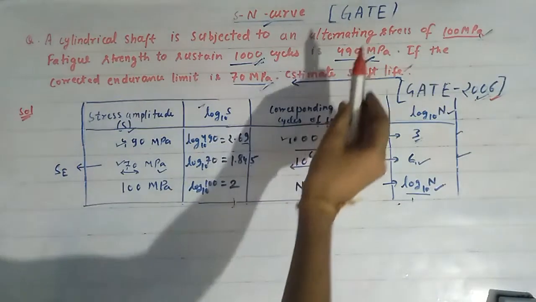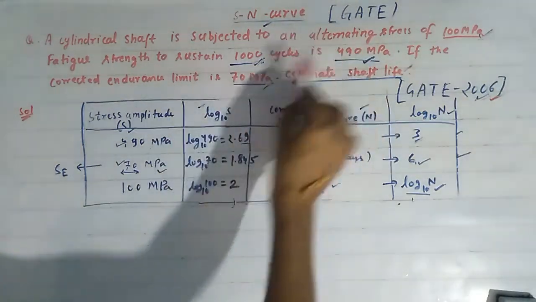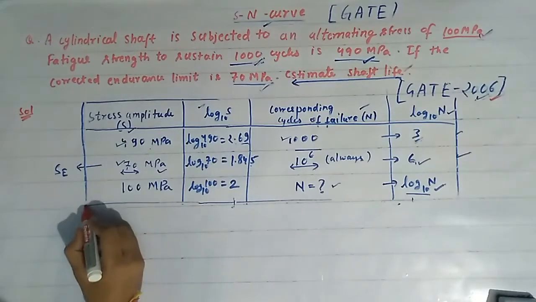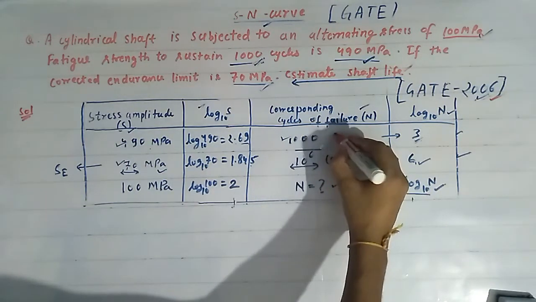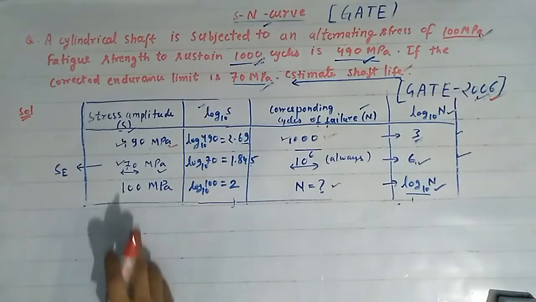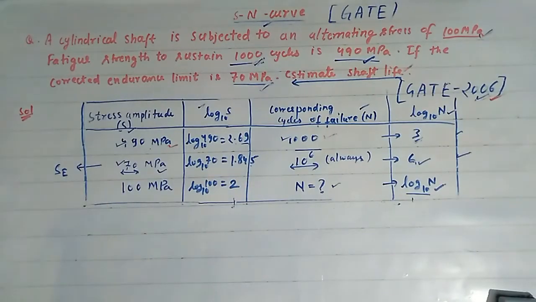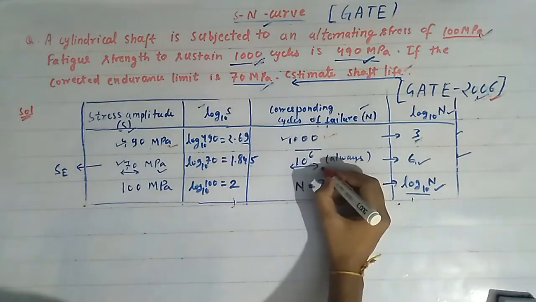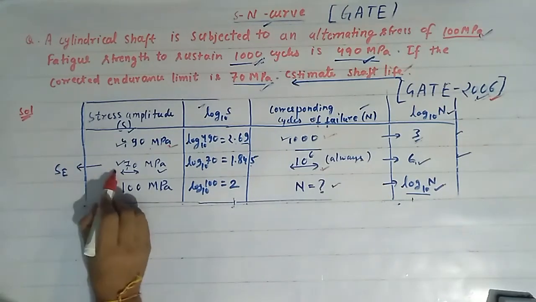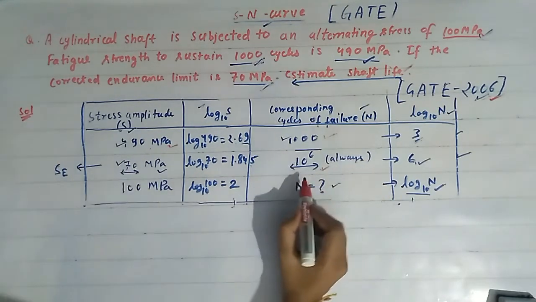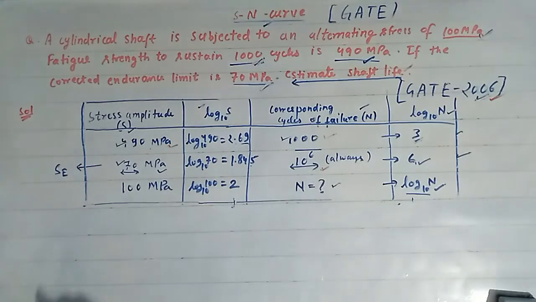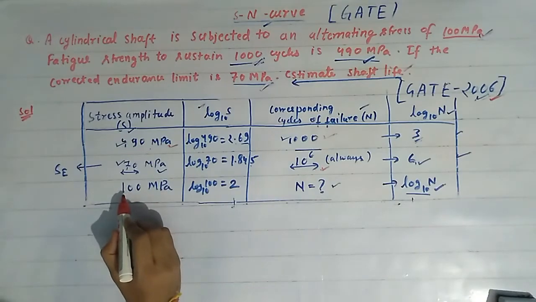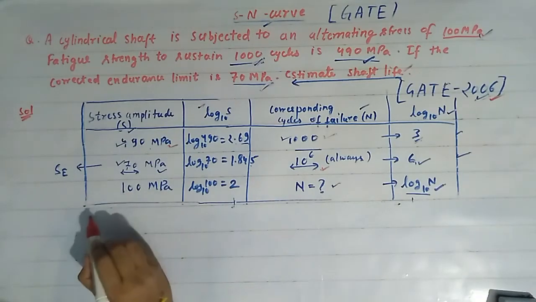Now friends, I have taken this data in tabular form, as shown here. Corresponding to 490 megapascal, the stress amplitude, the number of cycles to failure is 10 raised to power 3. Corresponding to 70 megapascal, the number of cycles to failure is 10 raised to power 6. Why? Because the corrected endurance limit is 70 megapascal, so I have taken the number of cycles to failure as 10 raised to power 6, which is always the case. And next, when the stress amplitude is 100 megapascal, we have to find out the number of cycles.